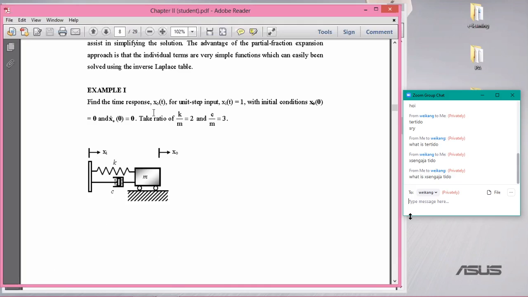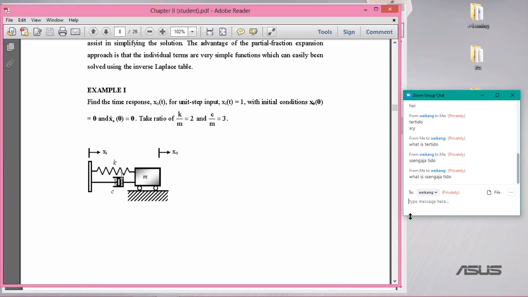So here, find the time response x of o when the input is a unit step. The input here is going to be a unit step, but here you have a mass, you have the spring, and you have the damper. Again, with zero initial conditions. Initial conditions are 0, it is given here. If the initial conditions are not 0, then you need to take account of that. And then the parameters are given: k over m is equal to 2, c over m is equal to 3. So we want to obtain the time response of this.